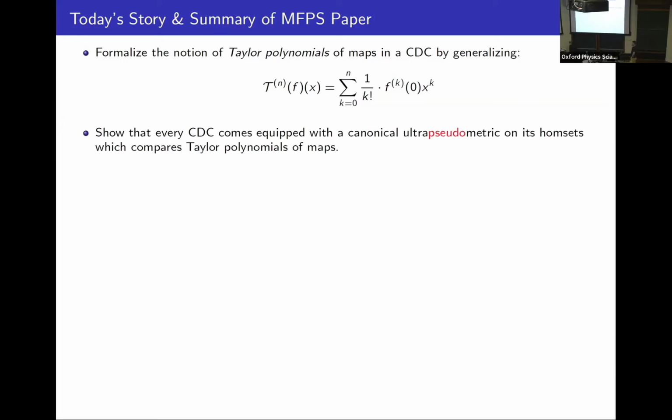And then I'm going to show that every Cartesian differential category canonically comes equipped with an ultra pseudometric. So that's a big word. And the way that this is defined is that it's going to compare these Taylor polynomials of maps.